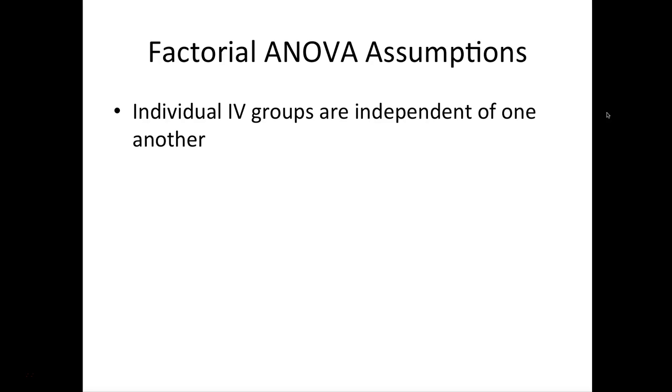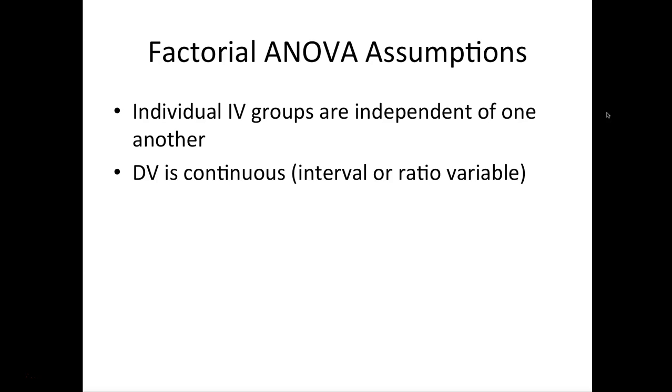Much like all statistical tests, the factorial ANOVA comes with its own set of assumptions. The first is that individual independent variable groups are independent of one another, same assumption as we had in the t-test and in the one-way ANOVA. Much like the t-test and the one-way ANOVA, the assumption is that our dependent variable is continuous, so an interval or ratio variable.